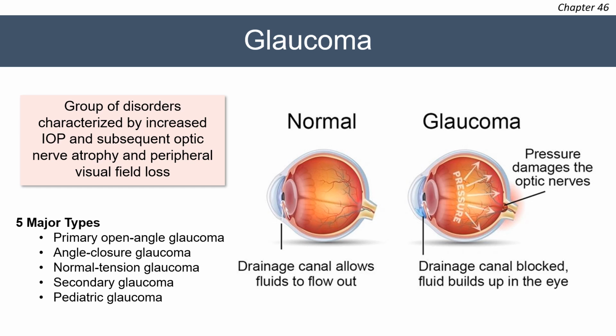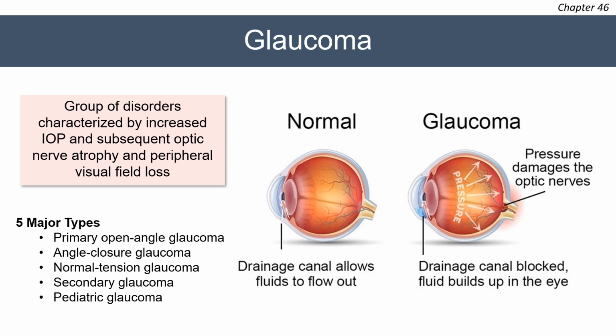So there are several types of glaucoma. We have primary open angle glaucoma, angle closure glaucoma, normal tension glaucoma, secondary glaucoma, pediatric glaucoma. So lots of glaucomas. We're going to focus on the most common, which is primary open angle, and then we're going to talk about the most severe complication, which would be acute angle closure glaucoma.